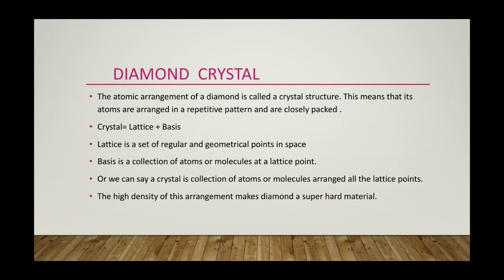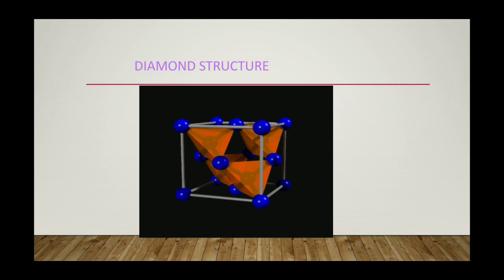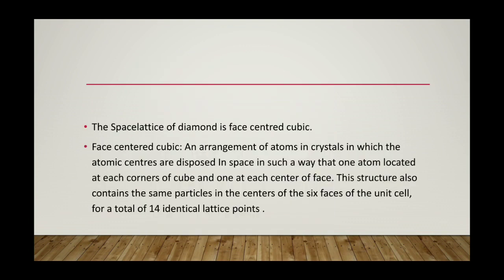The high density of this arrangement makes diamond a super hard material. Then we go to the diamond structure. The space lattice of diamond is face-centered cubic. You know that three types of cubic unit cell exist: simple cubic, body-centered and face-centered. A face-centered cubic is an arrangement of atoms in a crystal in which the atomic centers are disposed in space in such a way that there is one atom located at each corner of the cube and one at each center of a face.